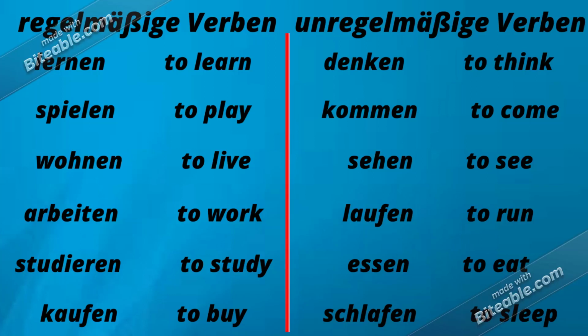Unregelmäßige Verben. Denken, to think. Kommen, to come. Sehen, to see. Laufen, to run. Essen, to eat. Schlafen, to sleep.